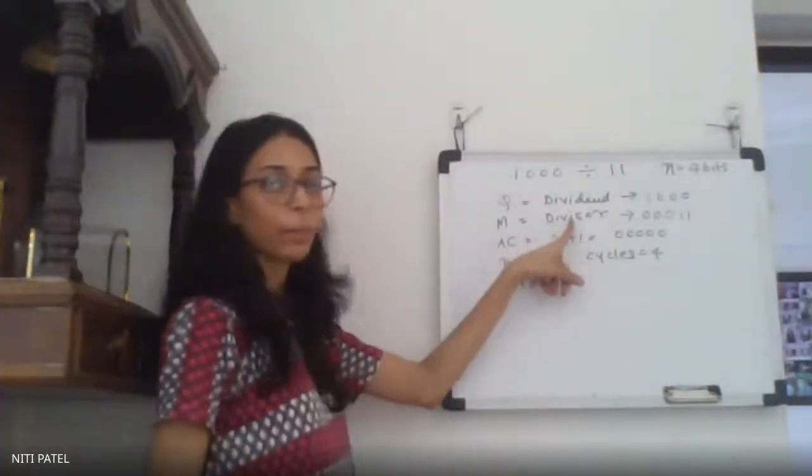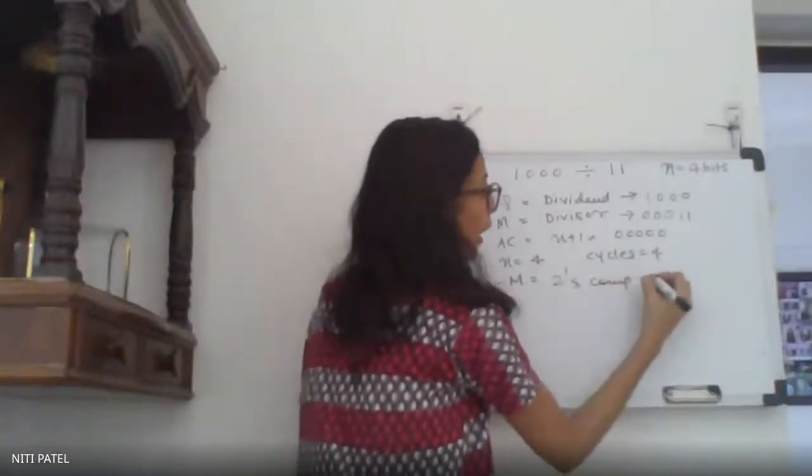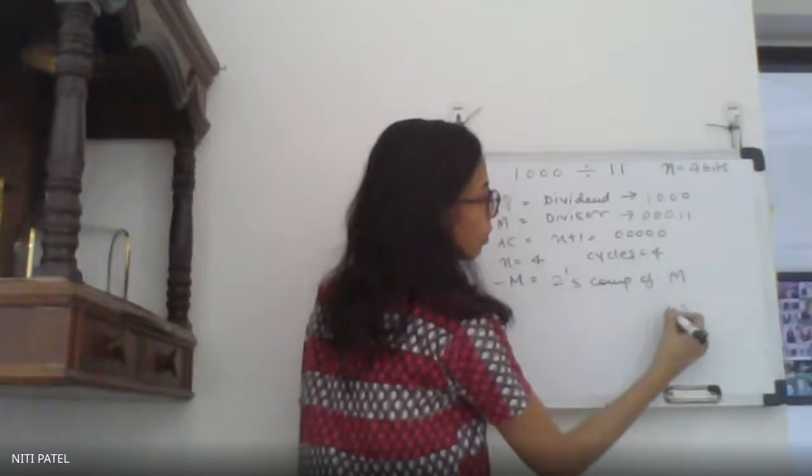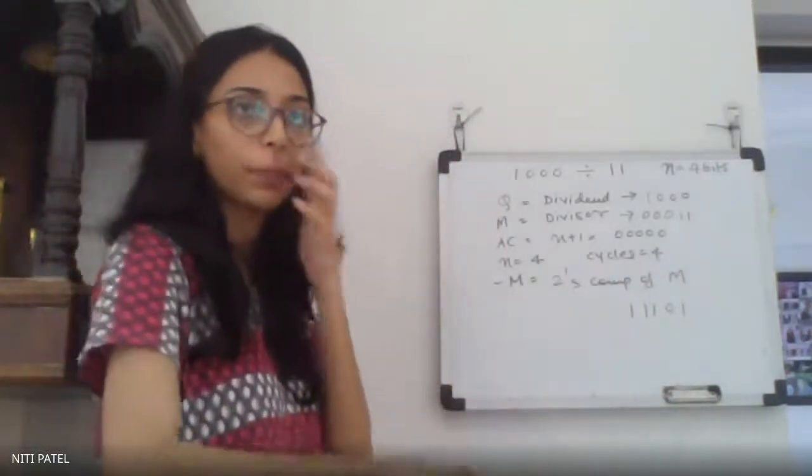What will be minus M? It is the 2's complement of M. So what is it? M is 0, 0, 0, 1, 1, and its 2's complement is 1, 1, 1, 0, 1. So your minus M is 1, 1, 1, 0, 1. Understood?